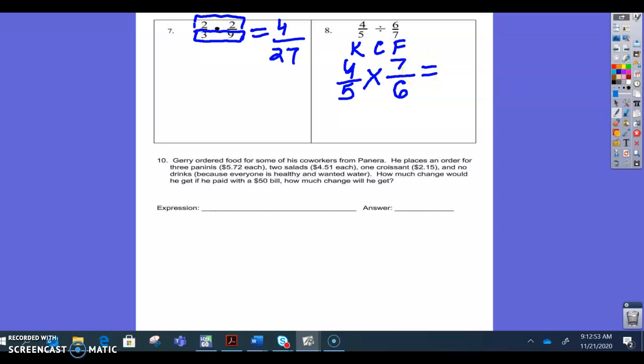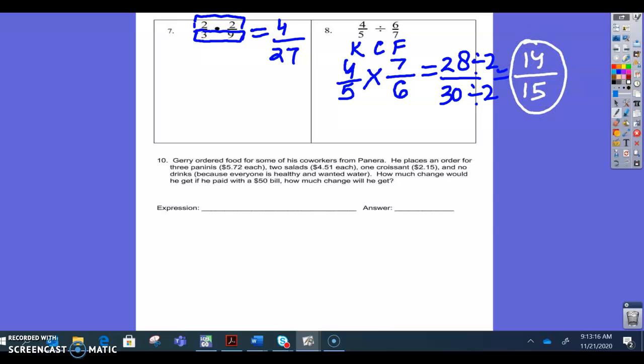Now what is 4 times 7? 4 times 7 is 28. What is 5 times 6? 5 times 6 is 30. These can be simplified. I can divide by 2. And 28 divided by 2 is 14. 30 divided by 2 is 15. And that's it. This is my answer. So we don't divide. We do keep, change, flip. Keep, change it into multiplication and flip the fraction. And that's all. And then it becomes a multiplication problem.